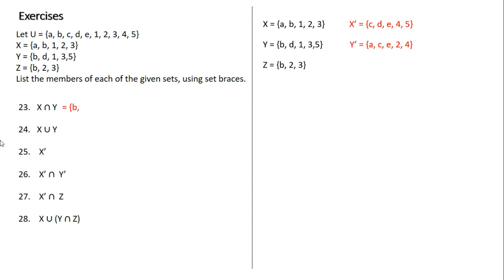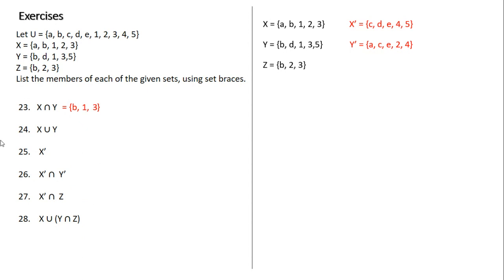So 23, only the elements that are shared between X and Y. X has a B, and Y has a B. X has a 1, Y has a 1. X has a 3, Y has a 3, and that's it. Those are the only three elements that are shared between X and Y. So this is the intersection of X and Y.